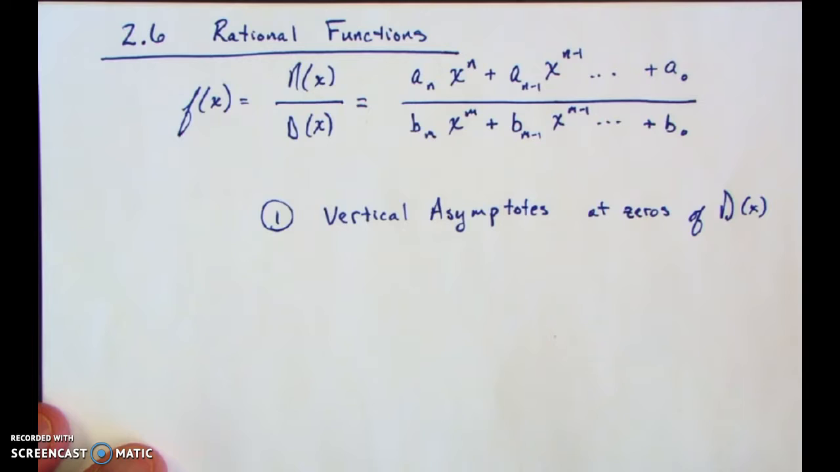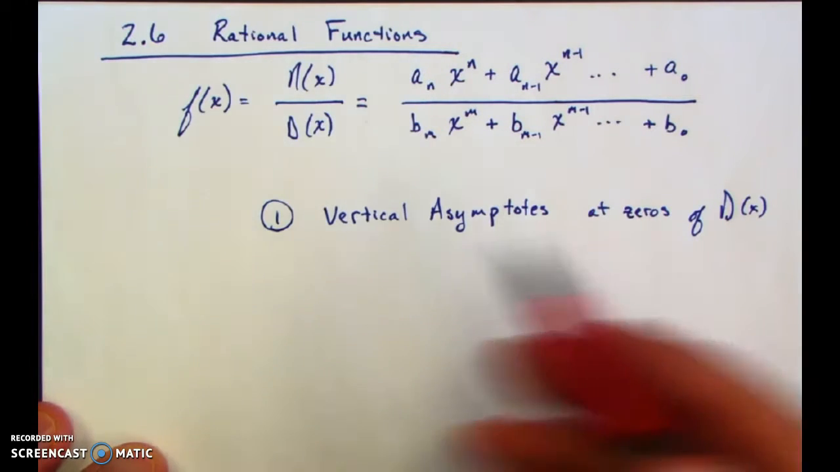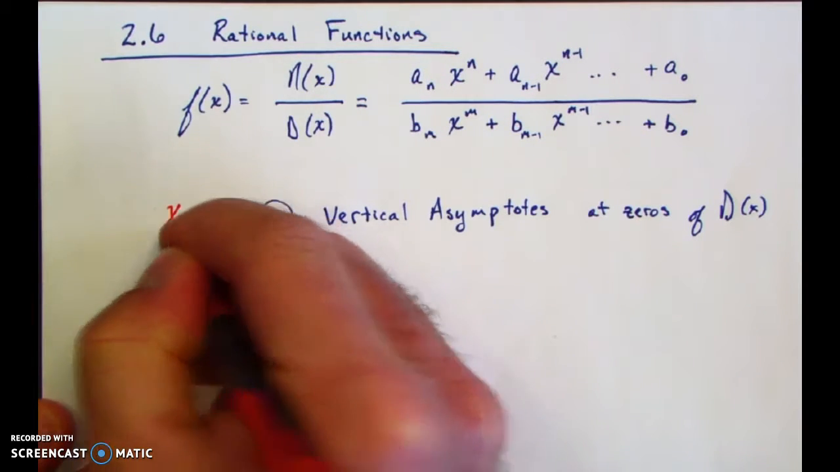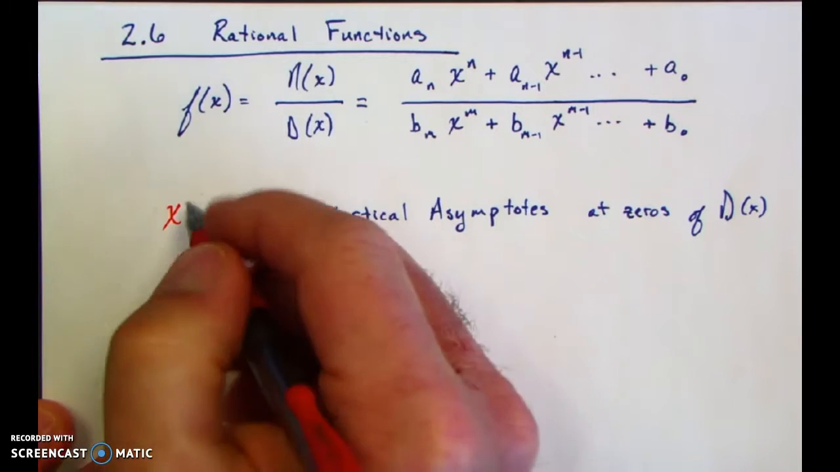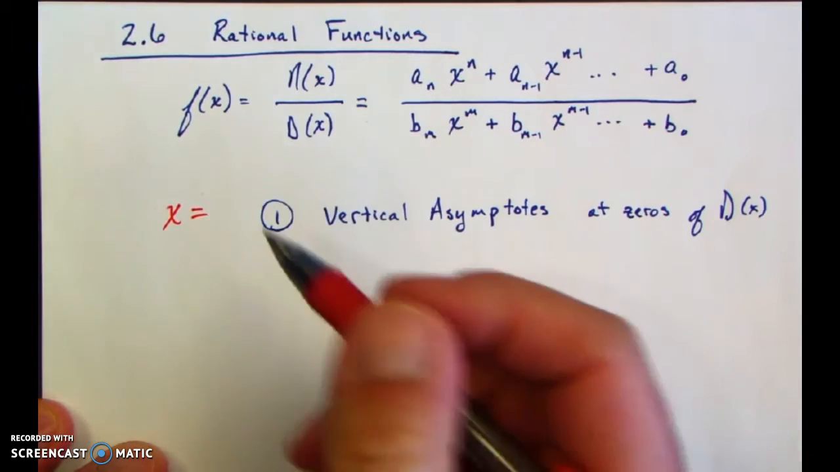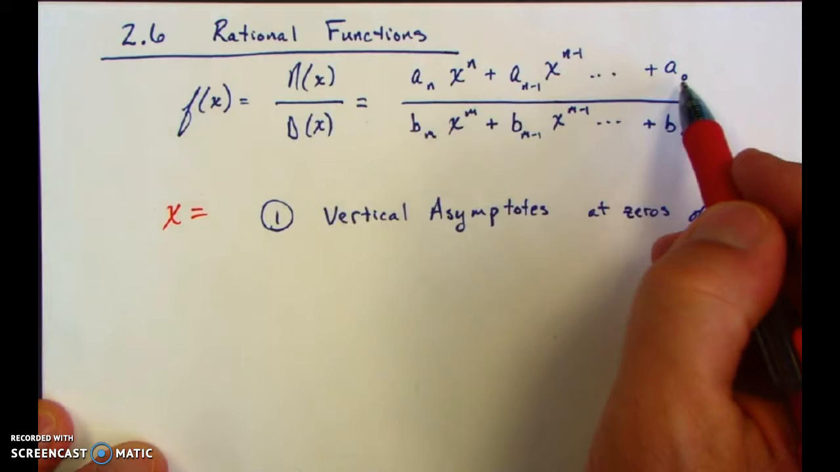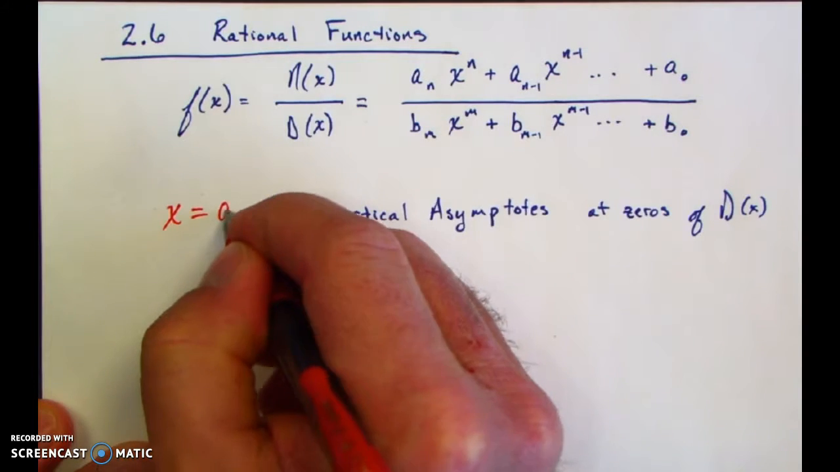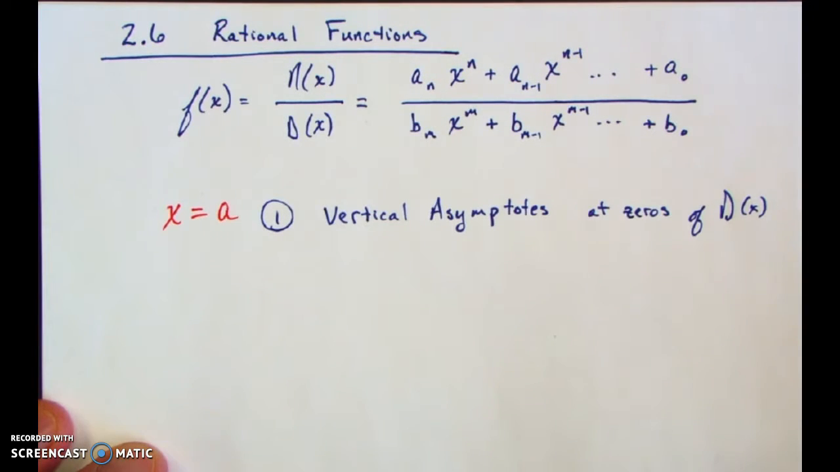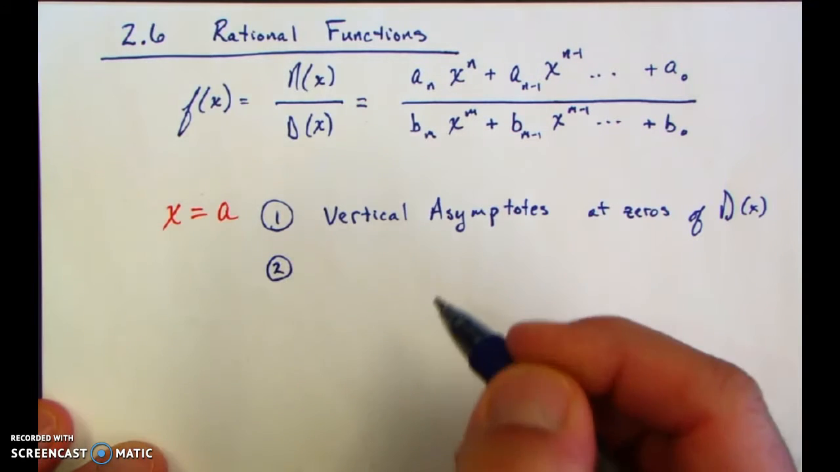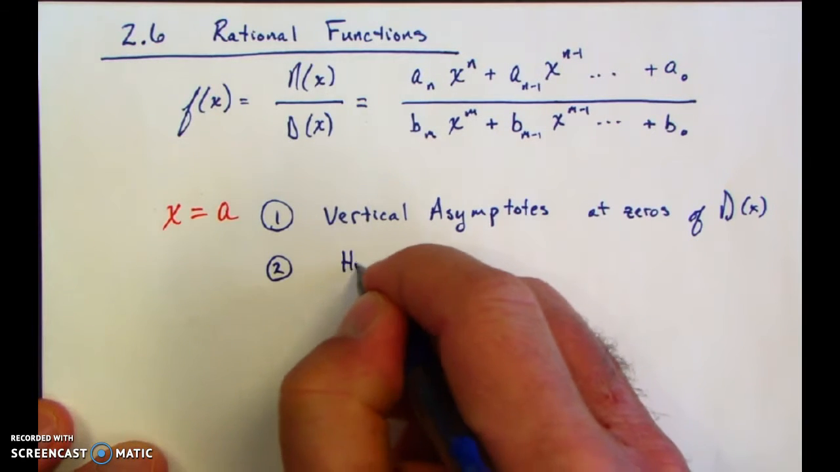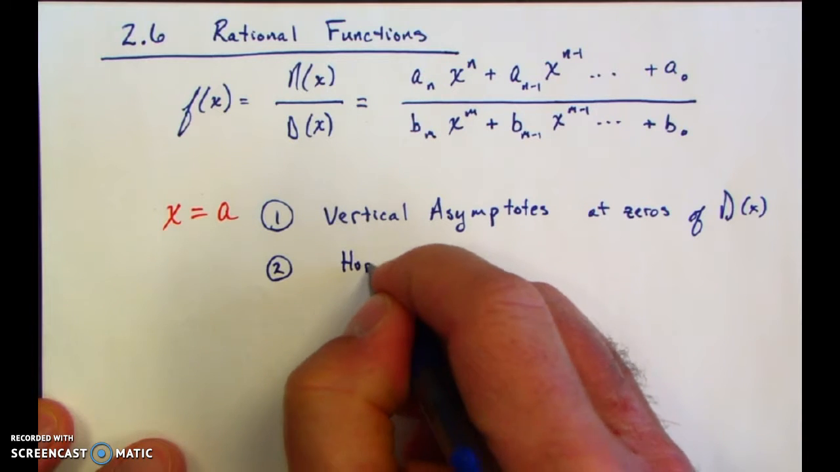Now, a vertical line, remember, as far as how we would write the equation of that line, we've already looked at that. It's going to be written as x equals, and then whatever our value is. Let's say that x equals a is where our vertical asymptote takes place. We also will have horizontal asymptotes within rational functions.